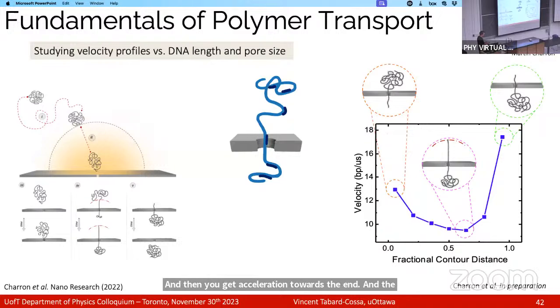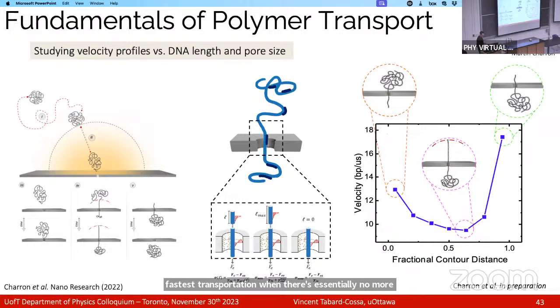and the fastest translocation when there's essentially no more friction on the outside. So what we're essentially seeing here, keeping the pore size constant, is that the friction inside the pore doesn't change, but since the length outside of the pore changes during translocation, you're essentially seeing this interplay between the intra and the inter friction of the system.